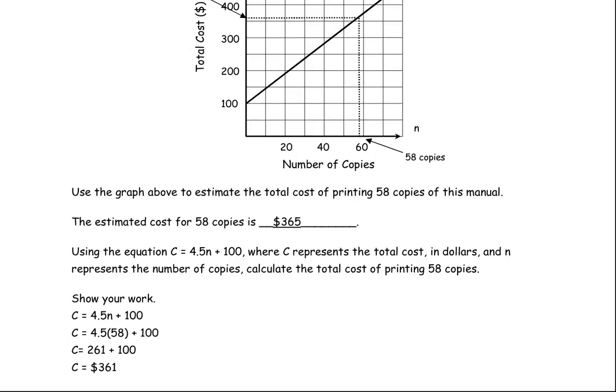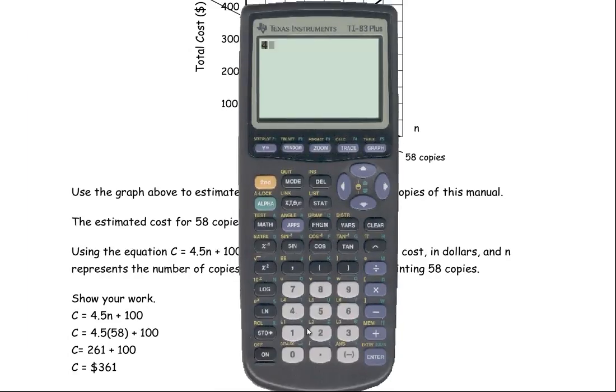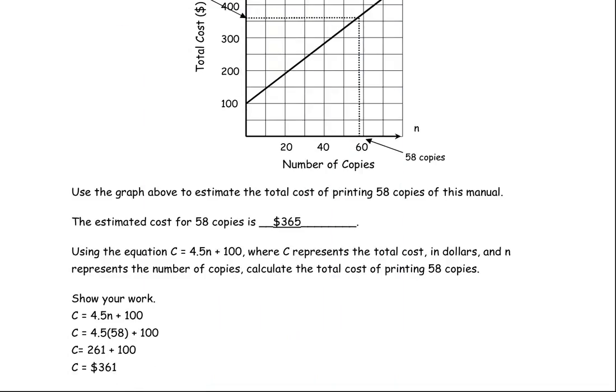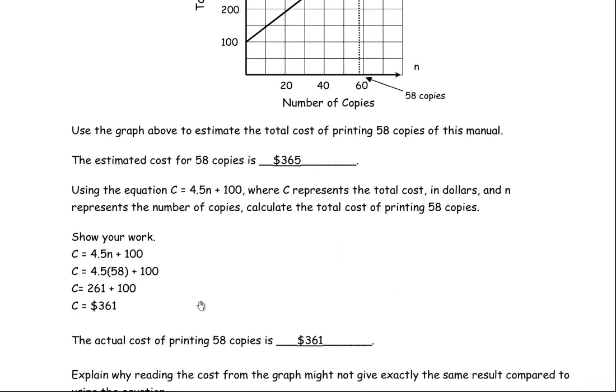And so if we take our calculator here, so 4.5 times the 58 copies. So that's where the 261 comes from, and then we add 100. So 261 plus 100 gives us a cost of $361. So that would be the actual cost, $361.